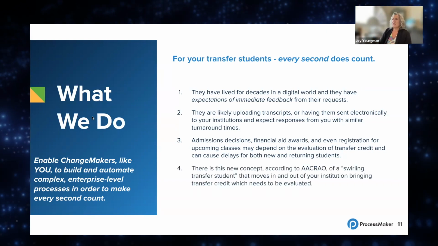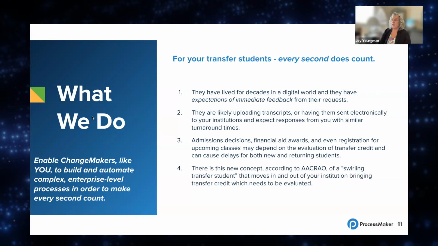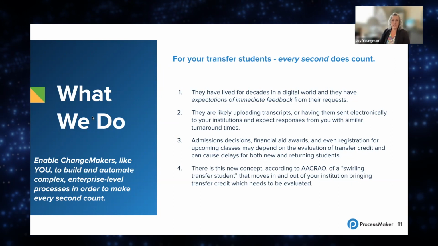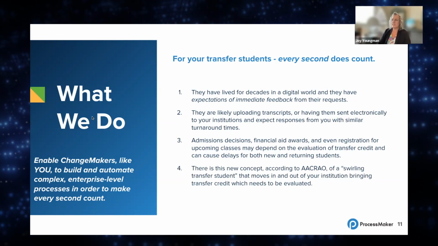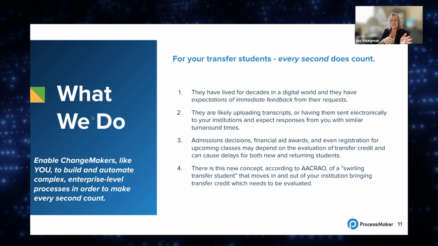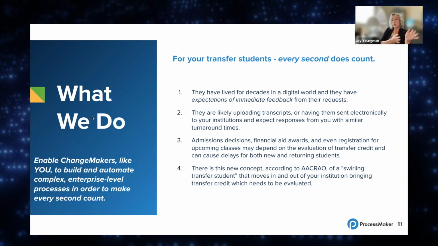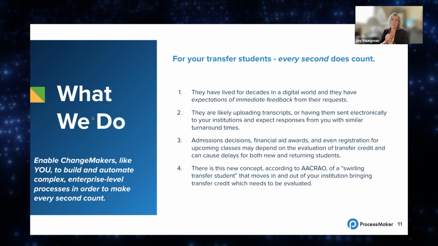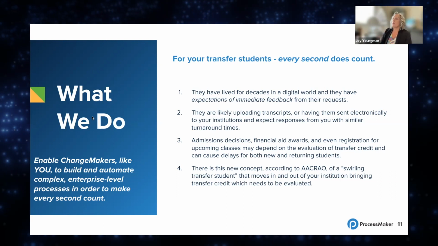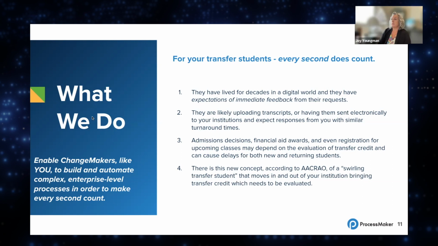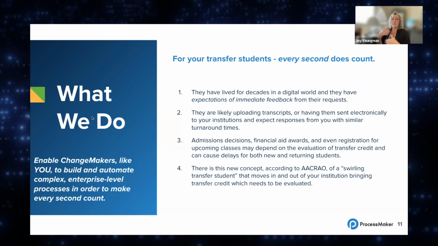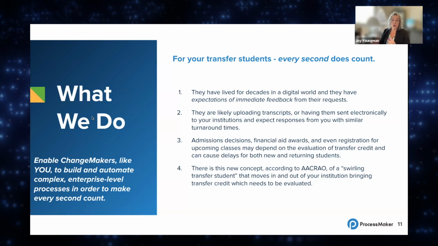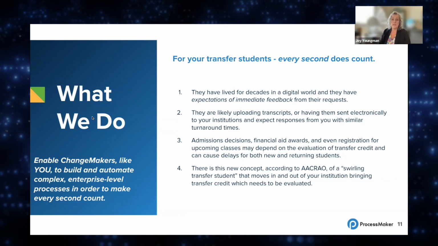And then I read an article recently that just came out from ACRO. There's a new concept of what they called a swirling transfer student. I thought that was interesting because they move in and out of your institution, bringing in transfer credit maybe every semester if they go home and take courses at a local community college, and then transfer that back in. That means more and more evaluations that your staff are going to have to perform, which causes more delays in the amount of time that it takes.